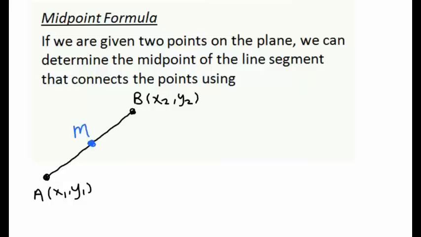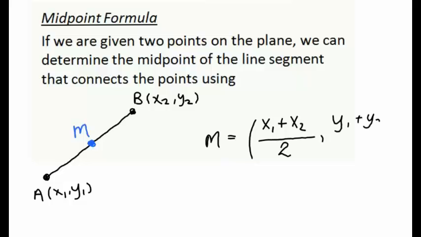Now we can calculate the coordinates of our midpoint by using the following formula. M is going to be equal to the average of the x-coordinates, so x1 plus x2 over 2, and then the average of the y-coordinates, y1 plus y2 over 2.